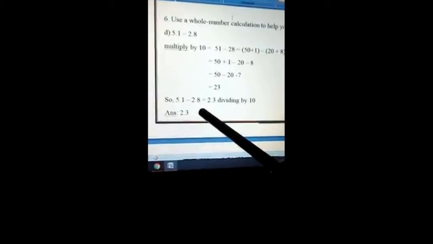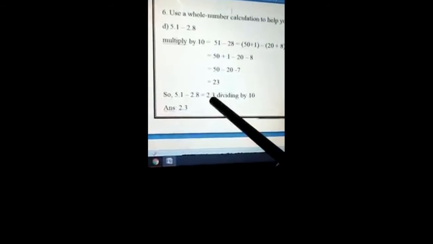We get 23. Now we are solving this calculation in a whole number, but our answer should be in point at the end. So we'll write, 5.1 minus 2.8 is equals to 2.3, because how? By dividing by 10. First we multiplied by 10 to do the calculation in a whole number, and at the end we'll divide it by 10. So we'll get the answer in point. So 5.1 minus 2.8 is 2.3.